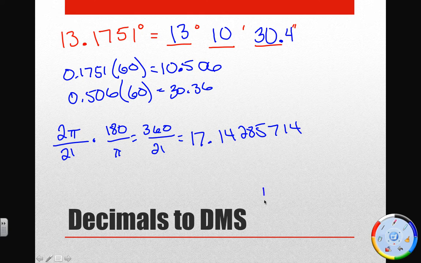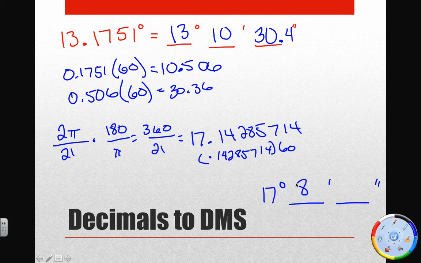So I know my final answer is going to be 17 degrees, some minutes, and some odd seconds. So here's what I do on my calculator. I keep that number there, and I just subtract 17. So I get, on my calculator, 0.14285714. It keeps the whole decimal. And I'm going to multiply that number by 60 to get the number of minutes. So here I get 8.57, 1428571, that sort of junk.